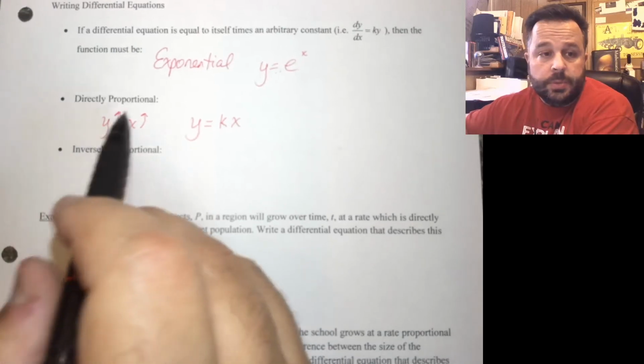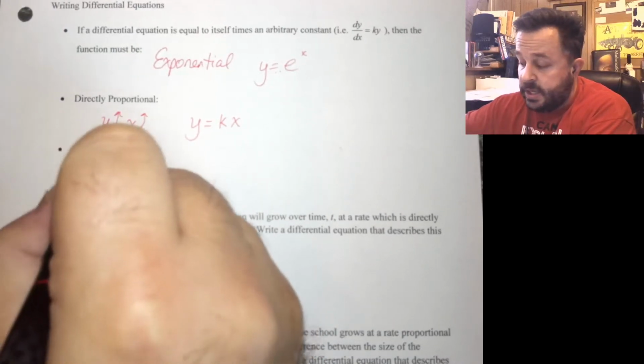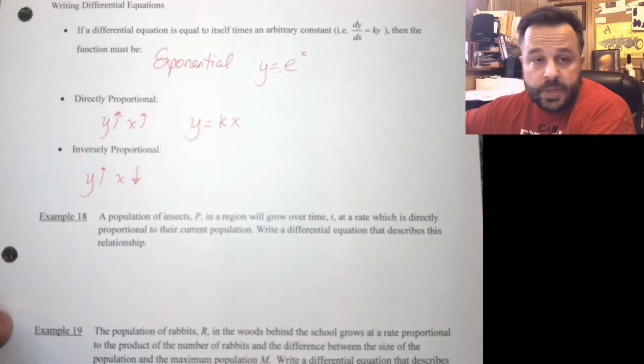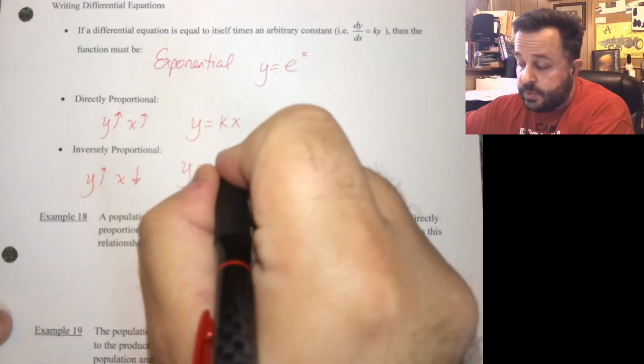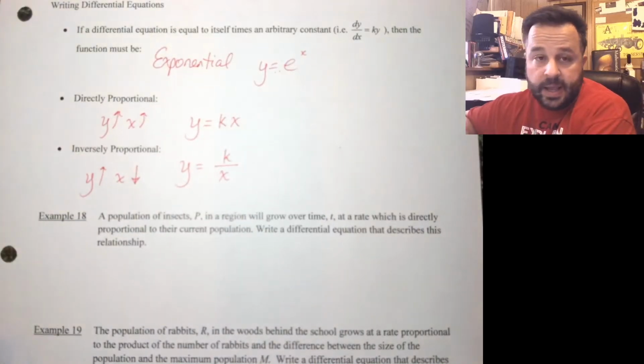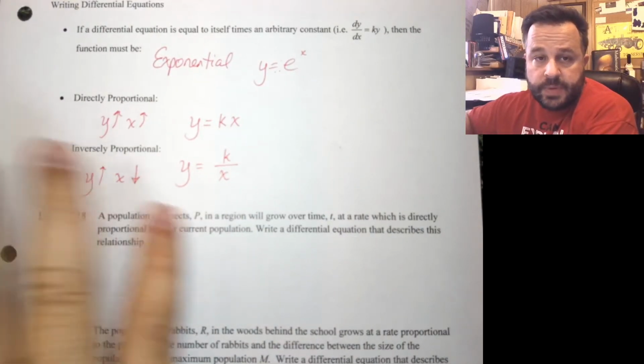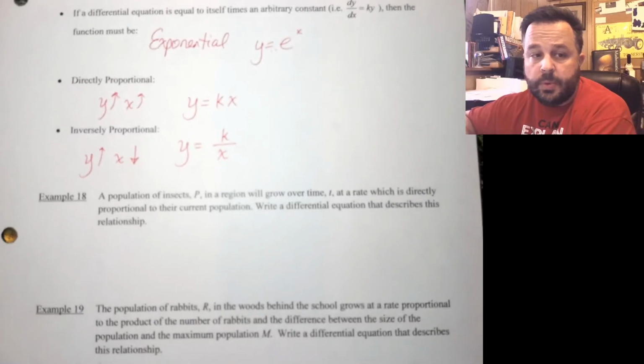Inversely proportional would be just the opposite. That is, as y increases, x is going to decrease. A function of this form looks like y is equal to k over x. So those are the 3 types of functions that we're going to be working with more than anything else.